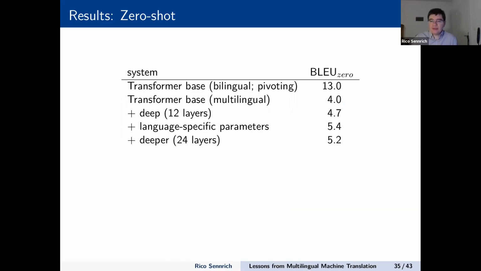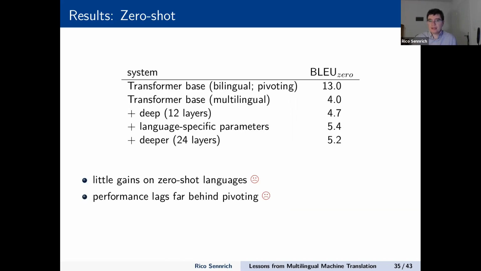So let's move to zero-shot translation. Let's look at what's happening there. Now, first results are actually quite negative. Increasing the capacity of the model via deep models or language-specific parameters doesn't actually help much, and we are far, far behind even this simple pivoting baseline. So the zero-shot system here wouldn't be competitive at all.